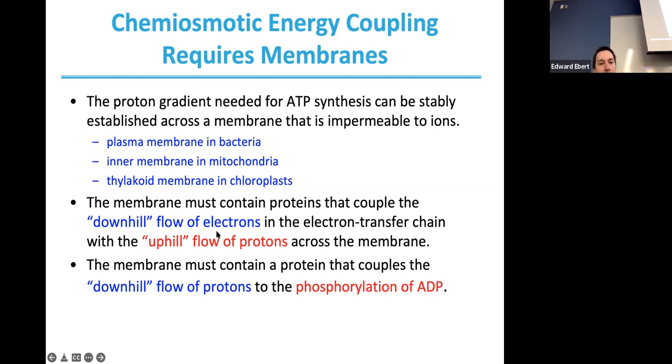Our membrane separates our two quantities. So high concentration up here, low concentration down here. If we do have an opening, our gradient is going to flow this way. Then we need a protein that's going to couple that downhill flow of electrons to the uphill flow of protons into that center, so that later on we can have the protons flow in and we can make our ATP.